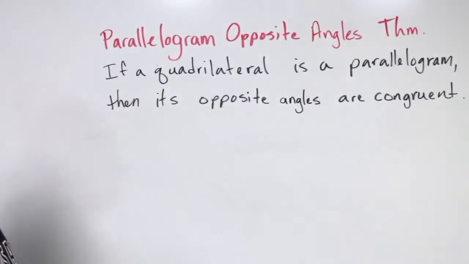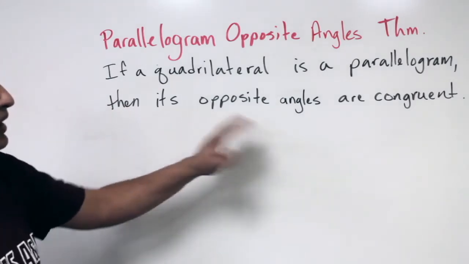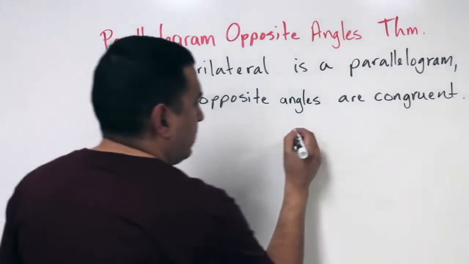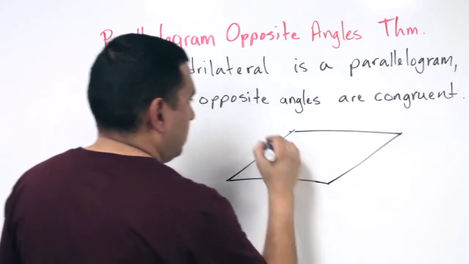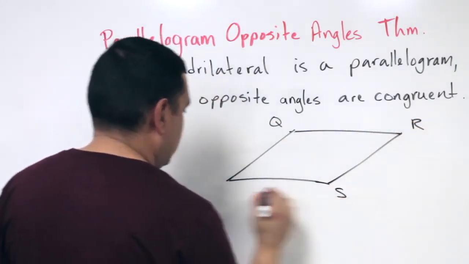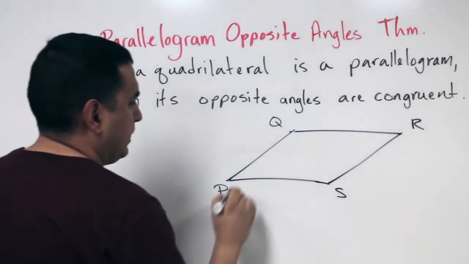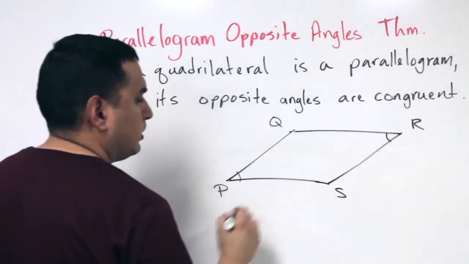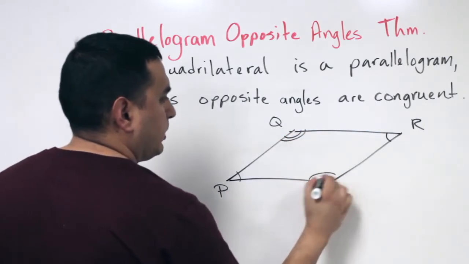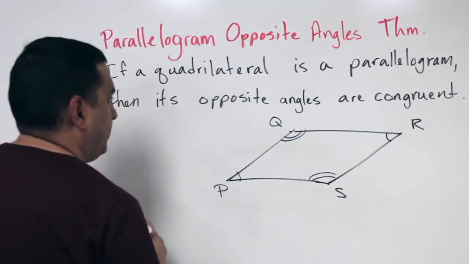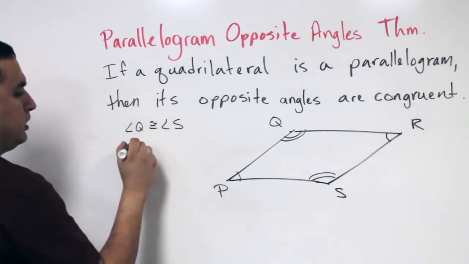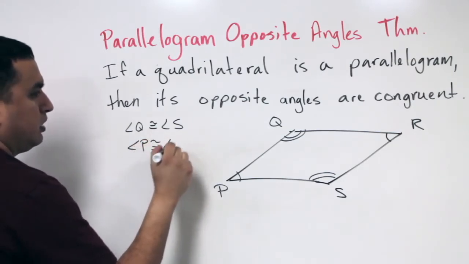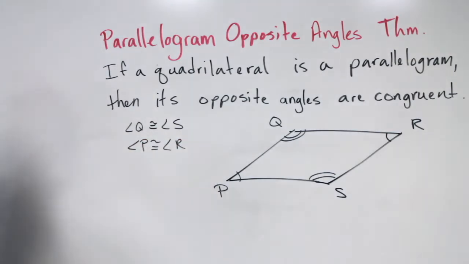Another property that we have with parallelograms is that the opposite angles are congruent as well. So if I redraw this parallelogram right quick, let's call it QRSP again, then that would mean that P is congruent to R, and Q would be congruent to S. Okay, so let's go ahead and write that out in symbol notation. There you go.